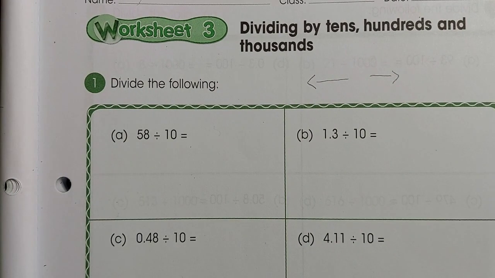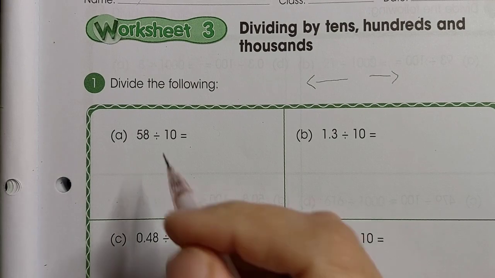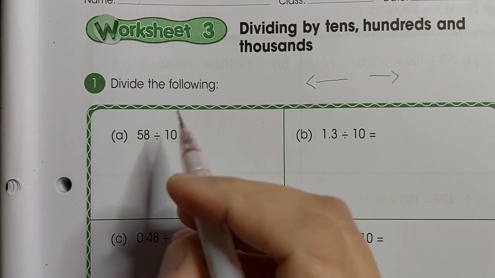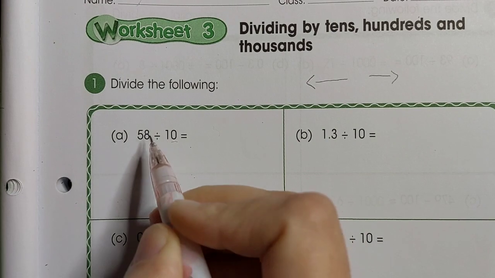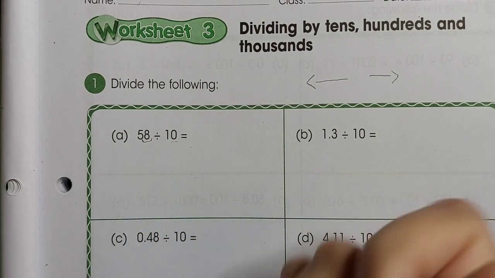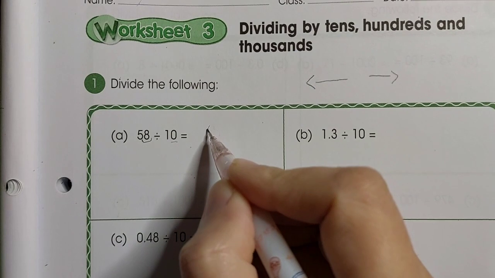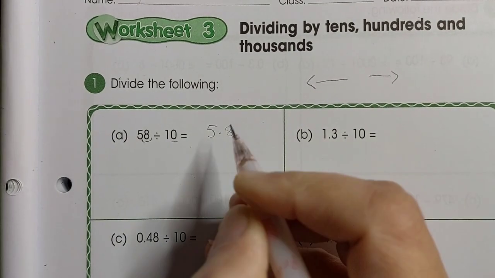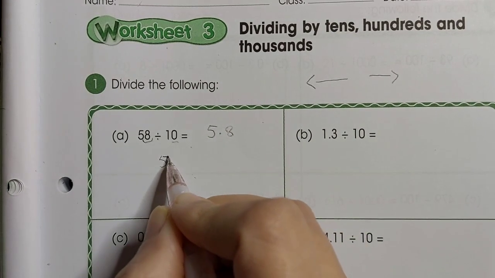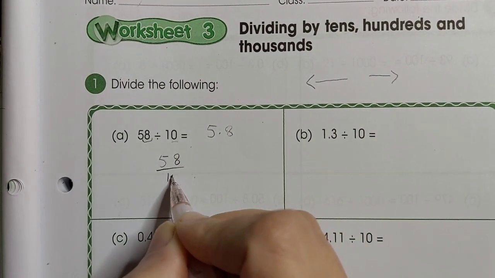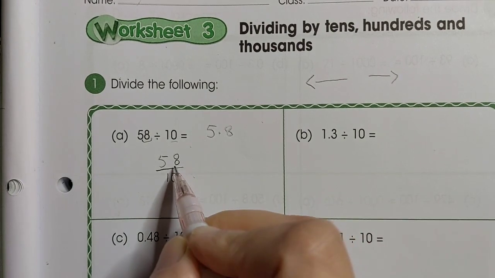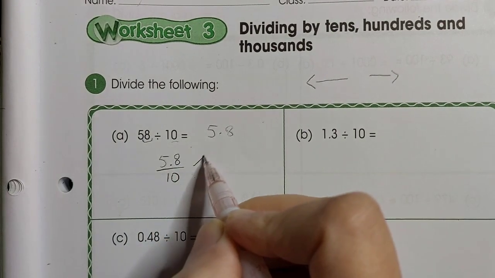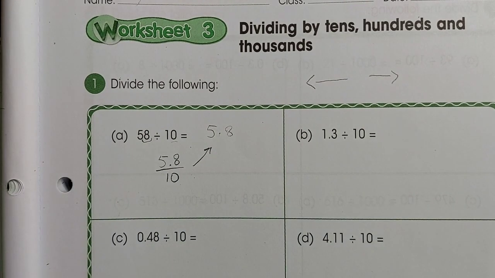Okay, let's start question number 1. Divide the following. Part A is 58 divided by 10. So we have to move the decimal one decimal place because we have 1 0 here. So we have to shift the decimal from here till here, like 5.8. So we have to put the decimal after one digit, and we get the answer 5.8.